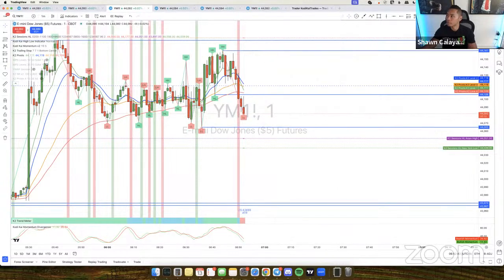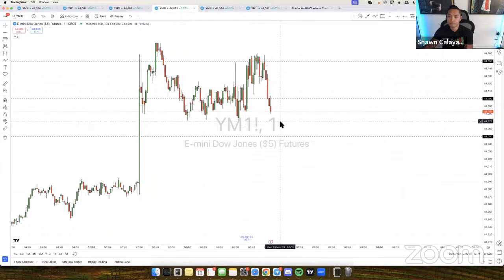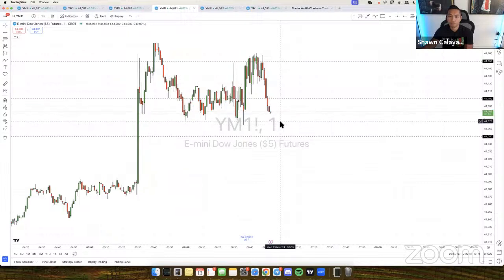Let's see, Brock said he's waiting for a close under 44,070 to take entry. Gotcha, okay. So Brock's entry point, or his threshold for sell, is going to be right here at 44,070. So we'll see, Brock. We'll follow that and we'll see where that ends up going. All right, we don't really have much right now. Price is kind of just sitting right here.